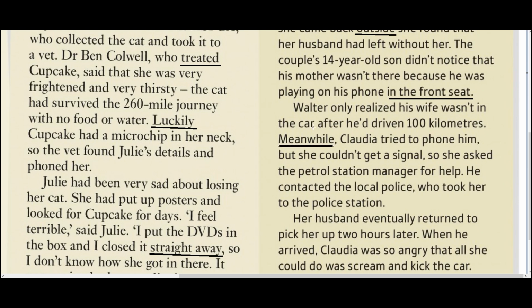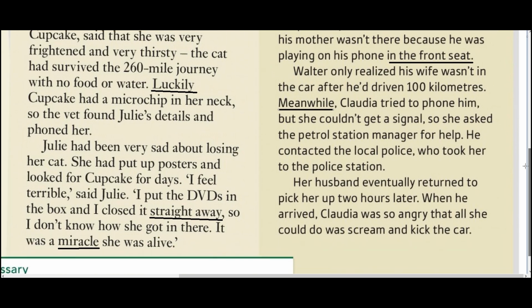Meanwhile, хорошая фраза, в то же самое время Клаудия пыталась дозвониться ему, но она не могла получать сигнал. Имеется в виду, связь была плохая, не могла дозвониться. Поэтому она попросила управляющего заправки о помощи. Он, получается, связался с местной полицией, которая забрала ее в полицейский участок. Ее муж eventually можно перевести, как в конце концов, или по итогу, вернулся, чтобы ее забрать 2 часа спустя.